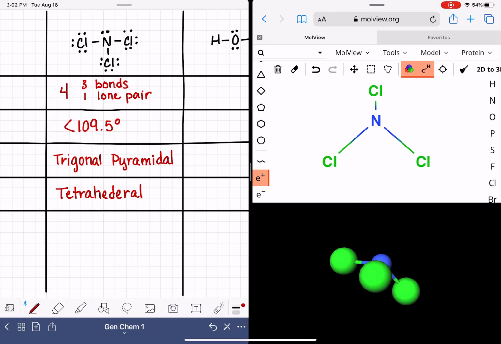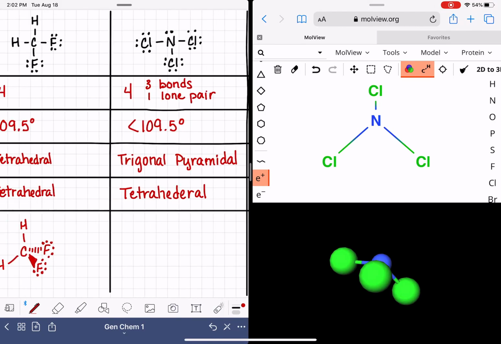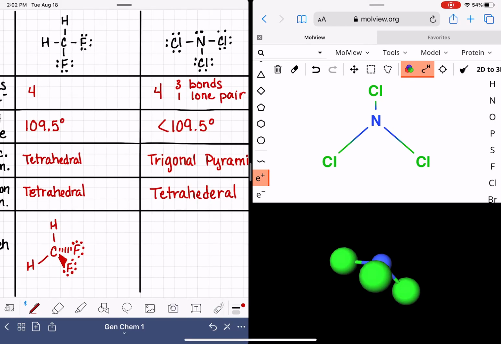If we wanted to draw this molecule 3-dimensionally, it would be really handy to take a look at how we drew the tetrahedral molecule CH2F2. What we're going to do here is just pretty much mimic that drawing, but we're going to take one of those bonds and eliminate it and just turn it into a lone pair. So this is going to be our 3-dimensional drawing for a tetrahedral molecule that has trigonal pyramidal molecular geometry.